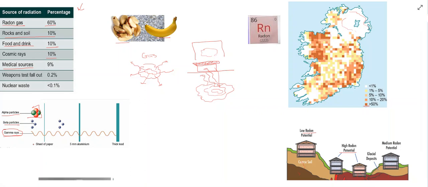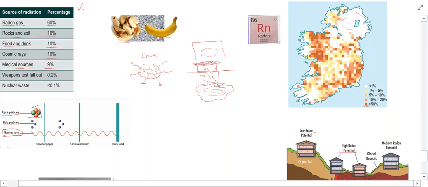And again, some of these isotopes have very, very long half-lives, so they continue emitting radiation over a long period of time, and that also contributes to some of the background radiation as well. But again, it's still very, very low.